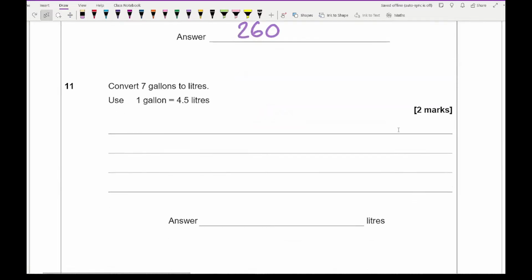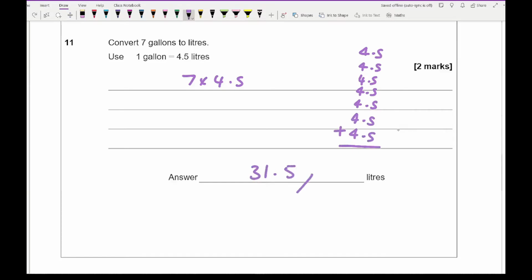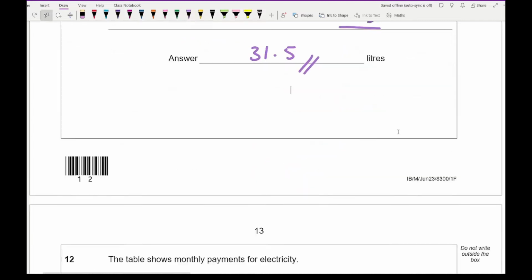Then for question 11, it says convert 7 gallons into litres. 1 gallon is 4.5 litres. Now, a couple of ways in which you can do this. We can either do 7 times 4.5 and multiply with decimals. But because we've got 7, you could do 4.5 and then just write that 7 times, if you've got space. That's 6. And we've got one more. Add them all up, in which you should get an answer of 31.5.